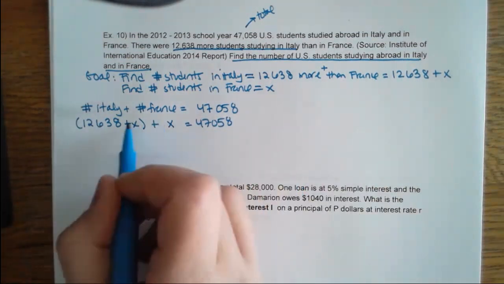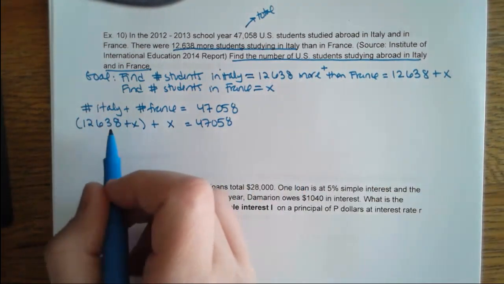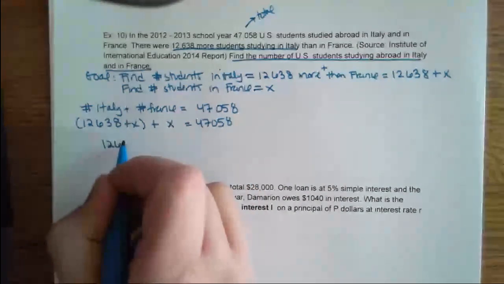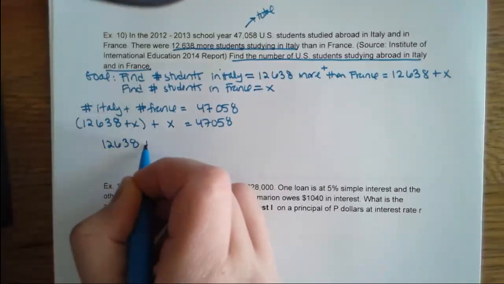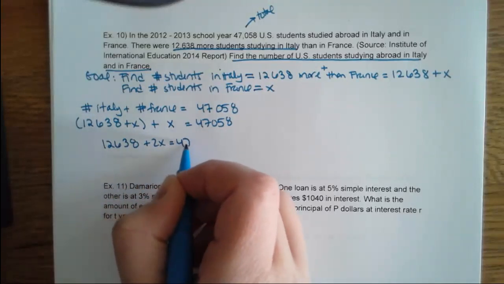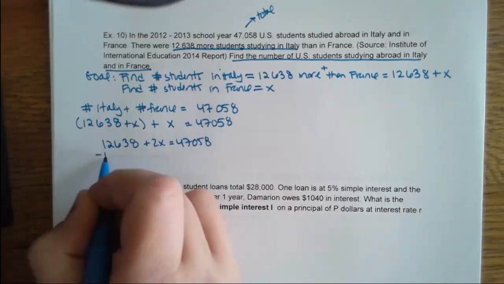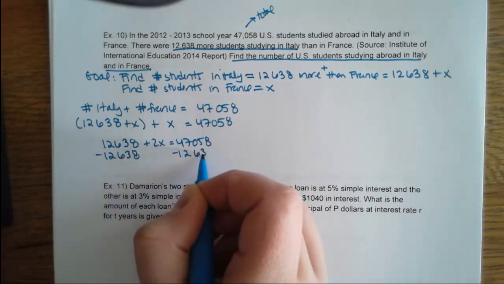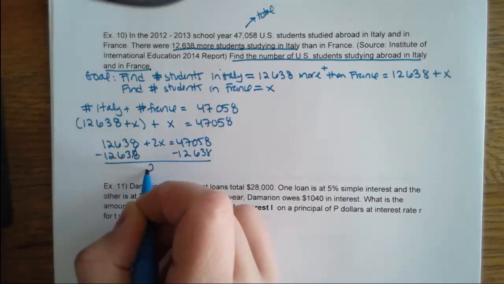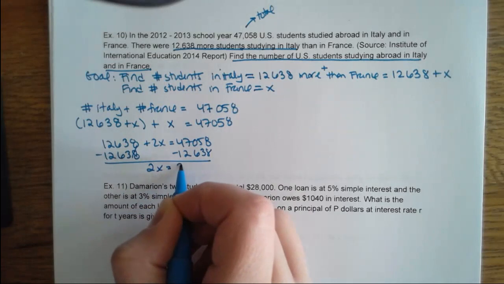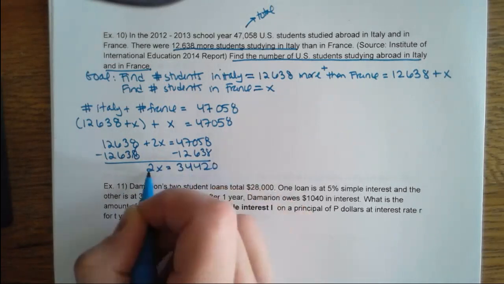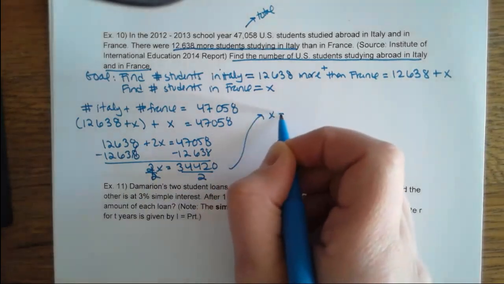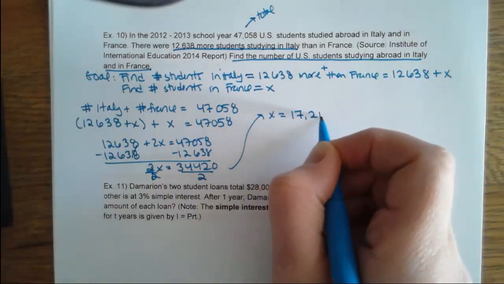You don't really need parentheses here. I just wanted to show you the two parts and how they're being combined. And now you're just doing algebra. X plus X is 2X. We're going to subtract that 12,000 value from both sides, and we're going to divide by 2. And if you do all this out, you should get that x is equal to 17,210.